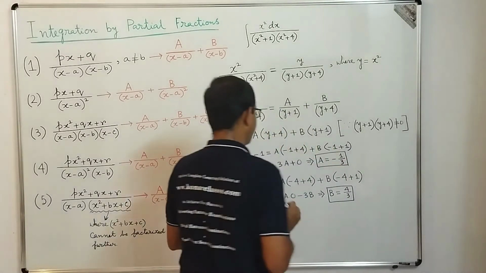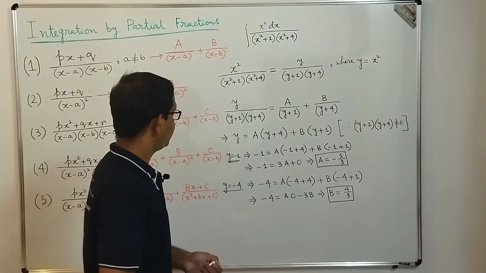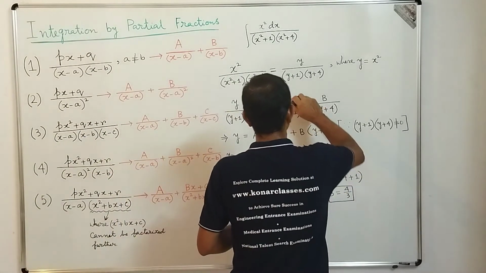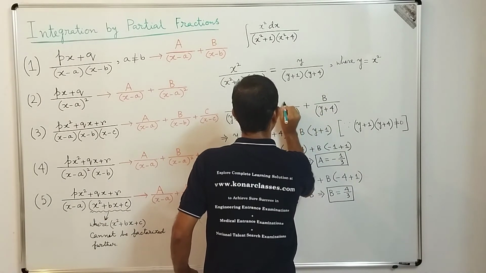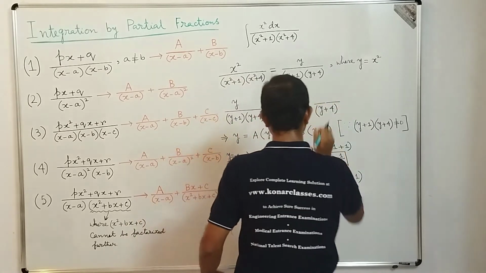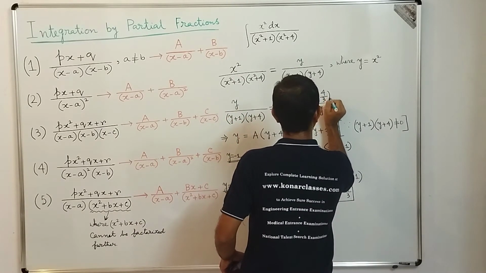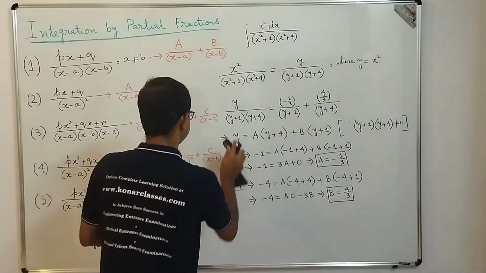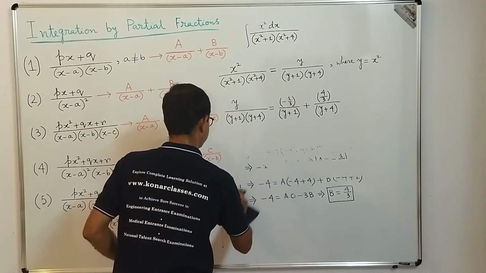Now dear students, we can apply these values of A and B in this expression. So what are we going to get? A is equal to minus 1 by 3, and what is the value of B? The value of B is equal to 4 by 3. Correct? So now we are almost done. Okay. So let me clean this portion and let me do it here.